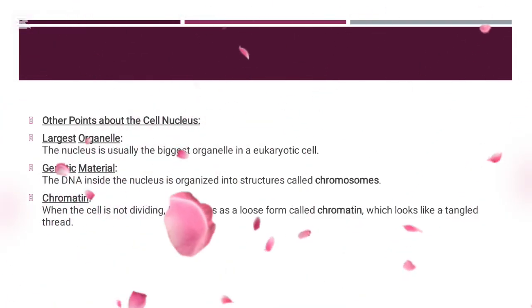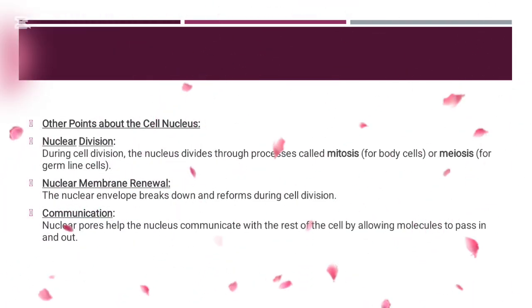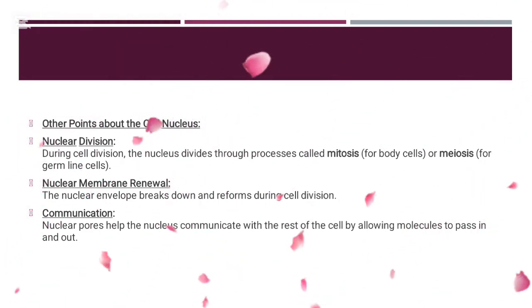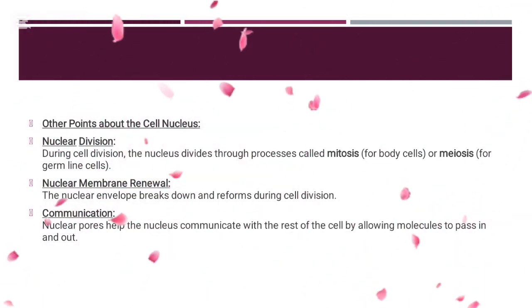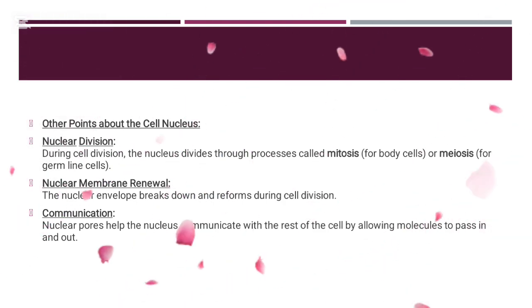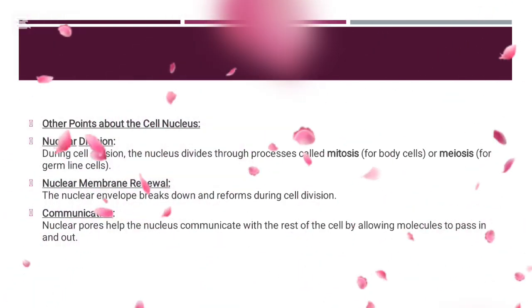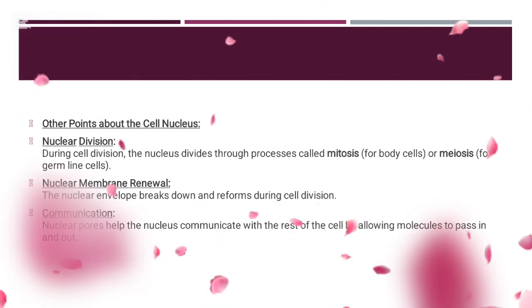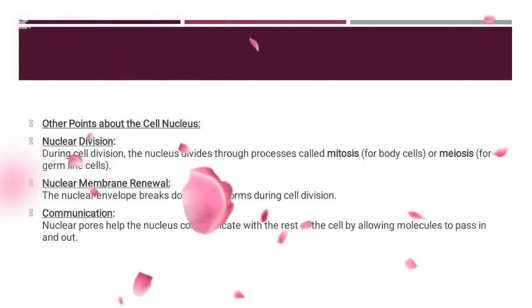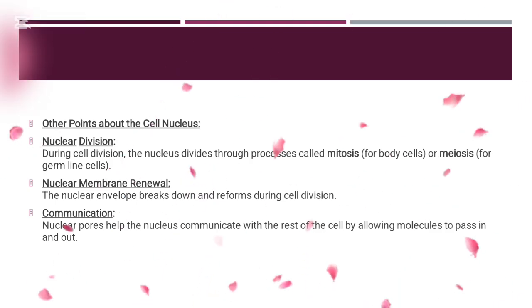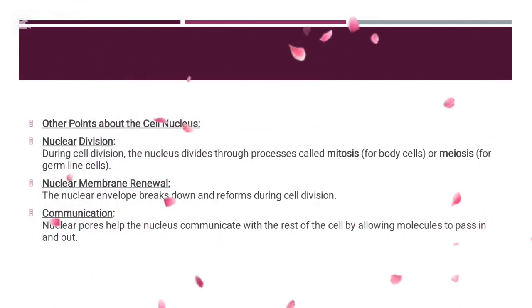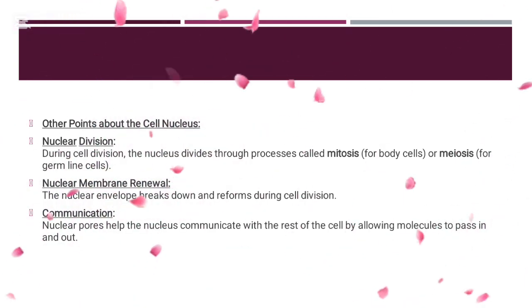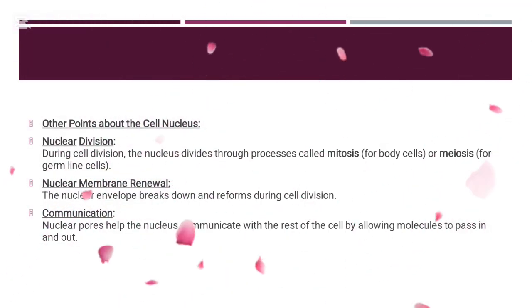Nuclear division: during cell division, the nucleus divides through processes like mitosis for body cells and meiosis for germline cells. Germline cells are also known as reproductive cells, and they are the egg and sperm cells. Nuclear membrane renewal: the nuclear envelope breaks down and reforms during cell division. Communication: nuclear pores help the nucleus communicate with the rest of the cell by allowing molecules to pass in and out.